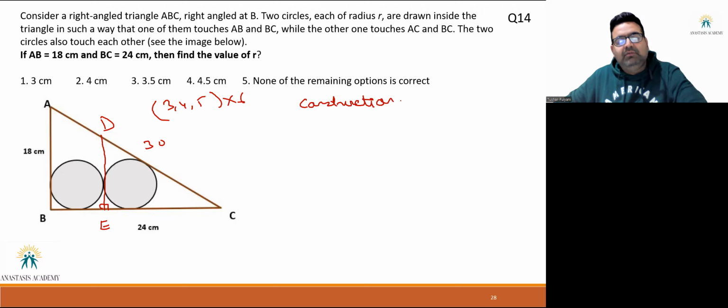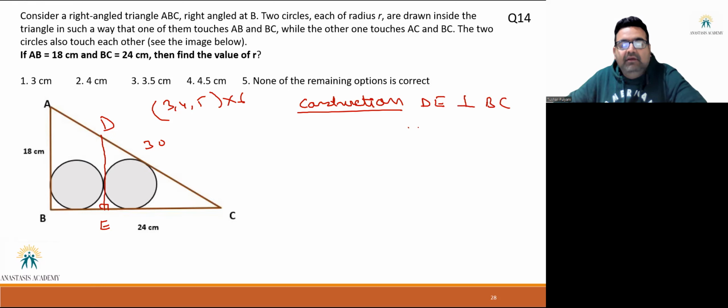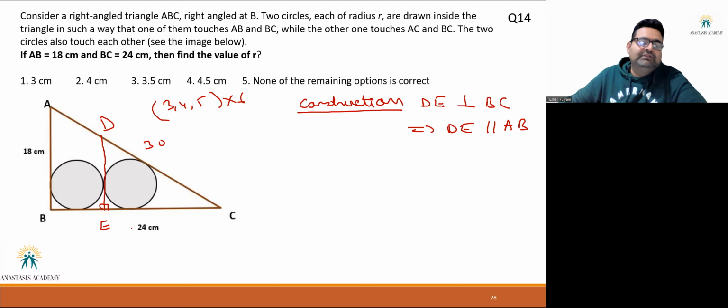Construction geometry problems are never easy because somebody who can click that construction will find it easy, but if you don't find that construction, then this question was not for you in this exam. So DE is perpendicular to BC, which also makes DE parallel to AB because both of them are perpendicular to the same base. So now since DE is parallel to AB, we can apply basic proportionality, or you can call it similar triangles, right? So we can get lengths.